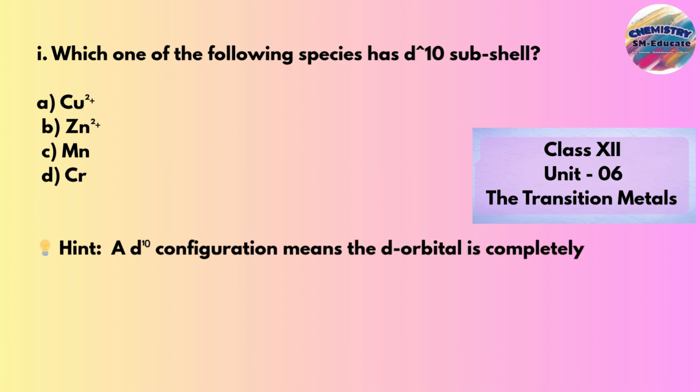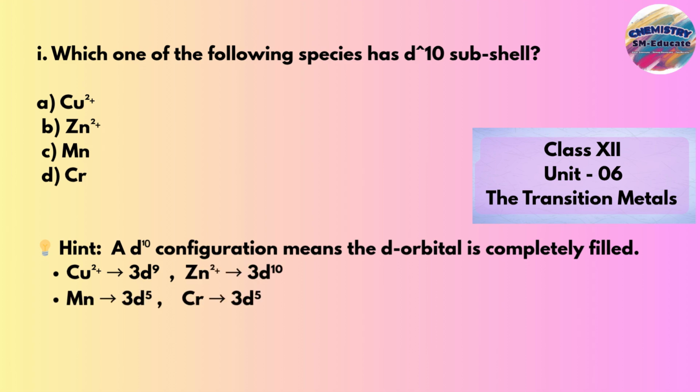Cu2+ is 3d9, Zn2+ is 3d10. Mn is 3d5, Cr is 3d5. Correct answer: B. Zn2+ ions.